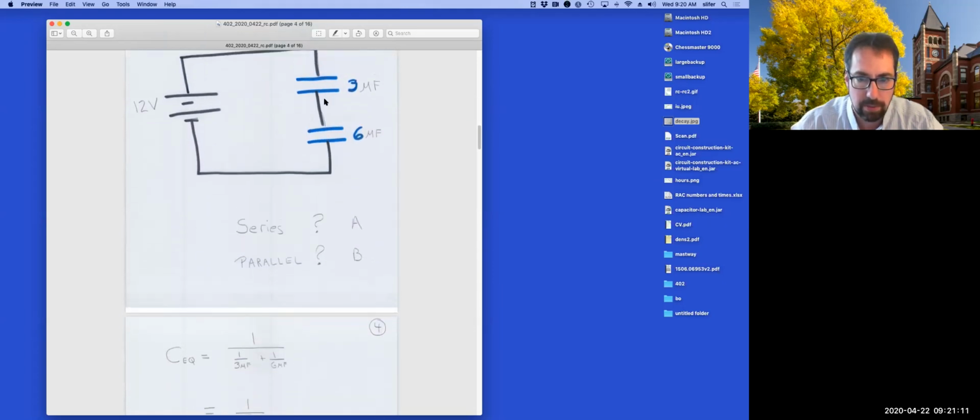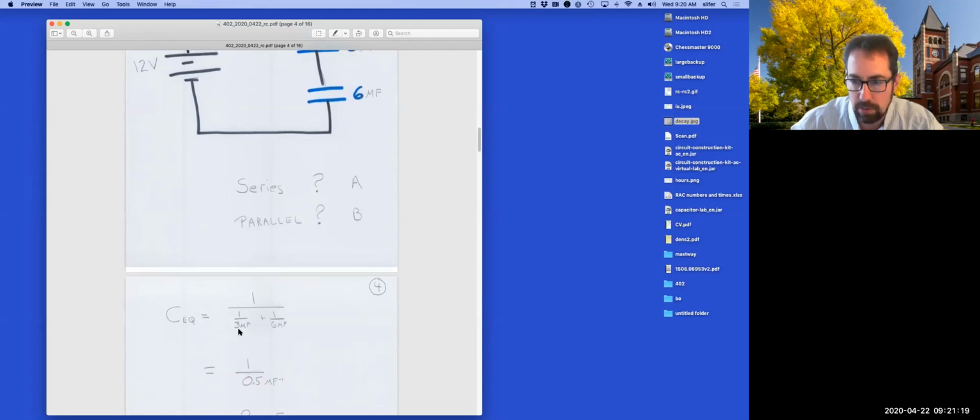So I have 3 microfarads, 6 microfarads. I go 1 over (1 over 3 plus 1 over 6). 1 over 3 plus 1 over 6 is 0.5. I'm stuck with these kind of weird units for a moment, which is inverse microfarads. And the 0.5 comes along just from the numerical part of it.